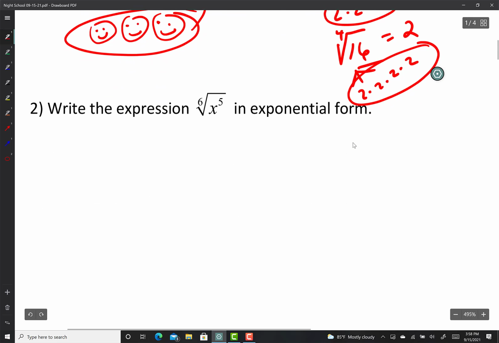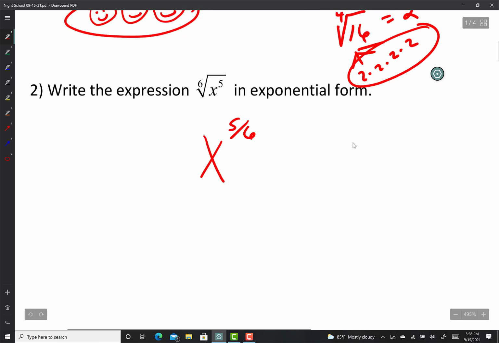All right, so check it out. Write the expression 6th root of x to the 5th in exponential form. So how does that look? x to the 5/6. It really is that simple, guys. So that's why some of it you're going to destroy really quick. Are we cool there? All right.